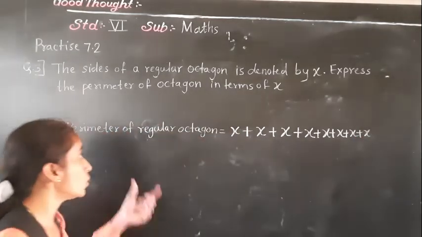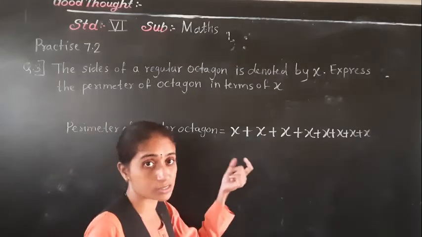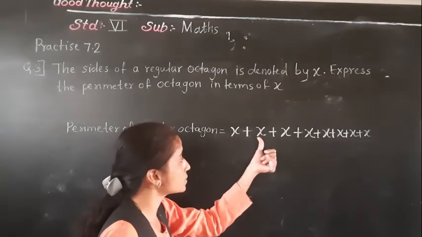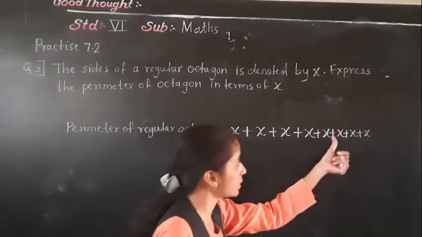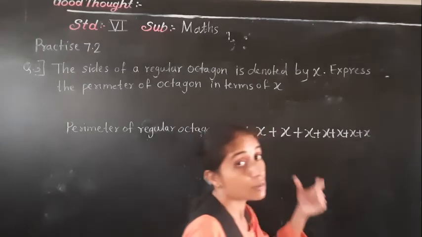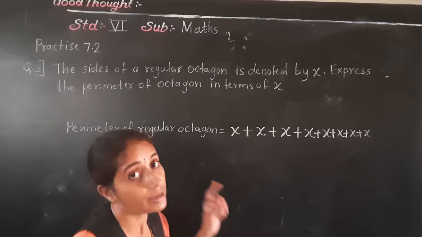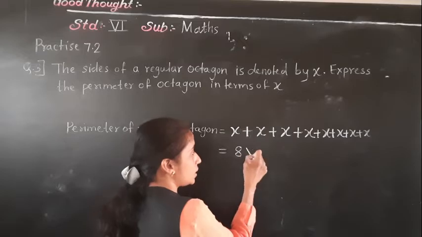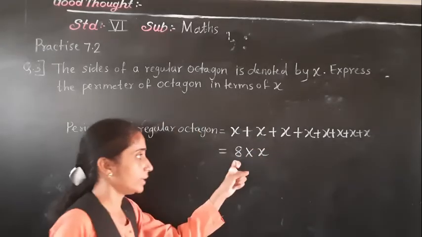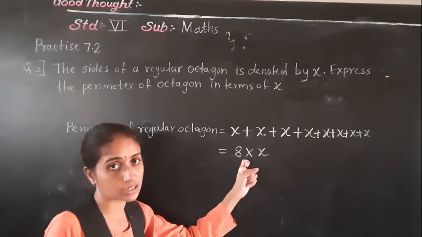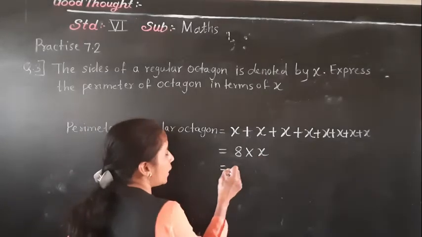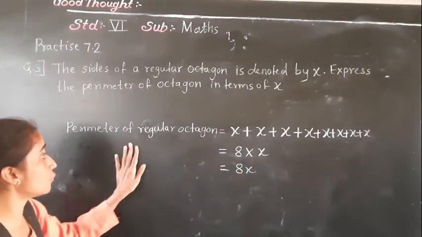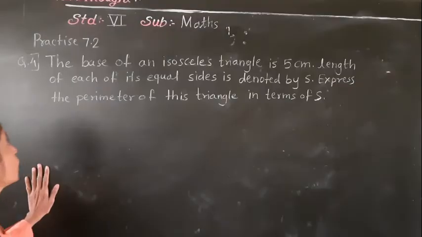8 sides, right? Regular octagon means all its sides are equal and an octagon has 8 sides, denoted by x. So x plus x plus x plus x plus x plus x plus x plus x means we add its sides 8 times. How many times x? 8 times x means 8 multiplied by x, which means 8x. So the perimeter of the regular octagon is 8x. So question number 4.